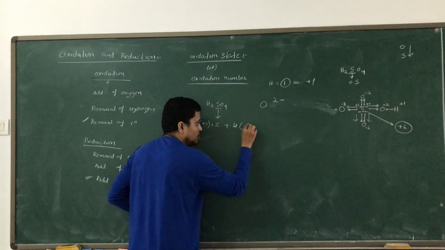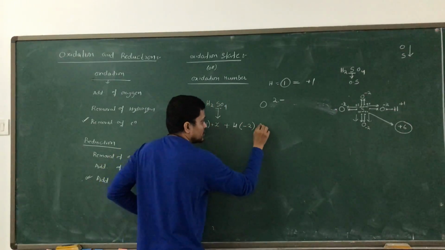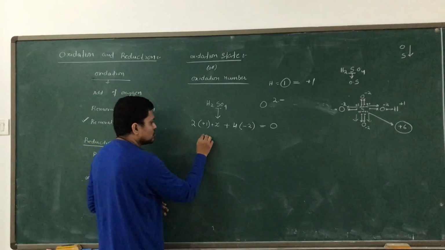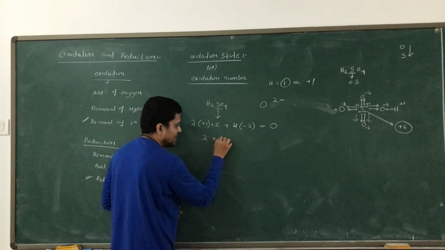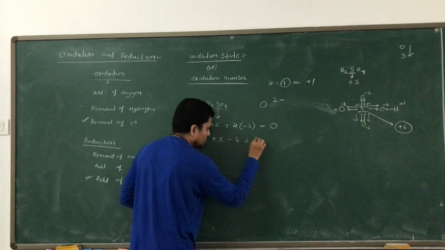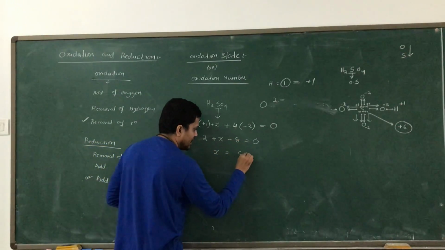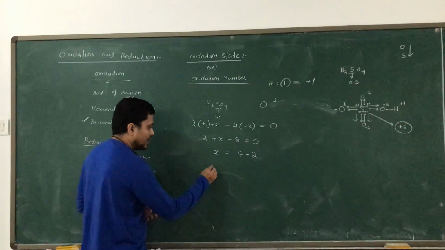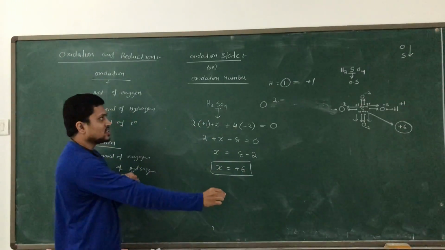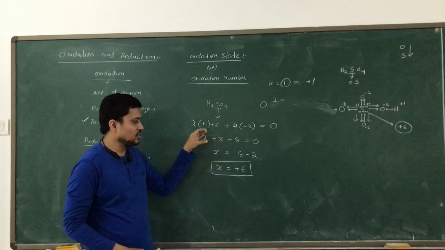So we have 4 oxygens, so 4 into -2. And is there any charge on the complex? Is there any total charge? No charge, so I write 0 over here. Calculate this: 2 into +1, that is 2, plus x plus 4 into -2, which is -8, is equal to 0. Taking that to the other side, -8 becomes +8 and +2 becomes -2, so x is equal to +6. This is the oxidation state of sulfur, X, which was unknown. We have found it by using this mathematical method.